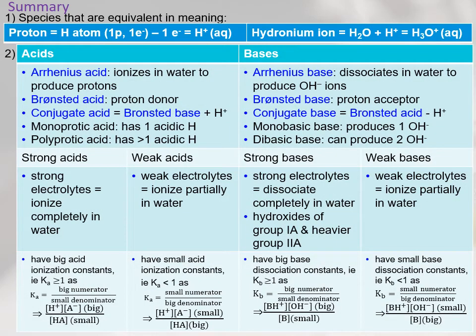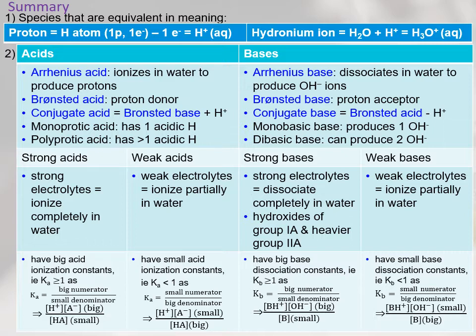Three species in aqueous solution are taken to mean the same thing: the proton, hydrogen cation H+, which is a hydrogen atom without an electron, and the hydronium ion H3O+, which is water chemically bonded to a proton. An Arrhenius acid produces protons in water, while a Bronsted acid is a proton donor. A conjugate acid is a Bronsted base attached to a proton.